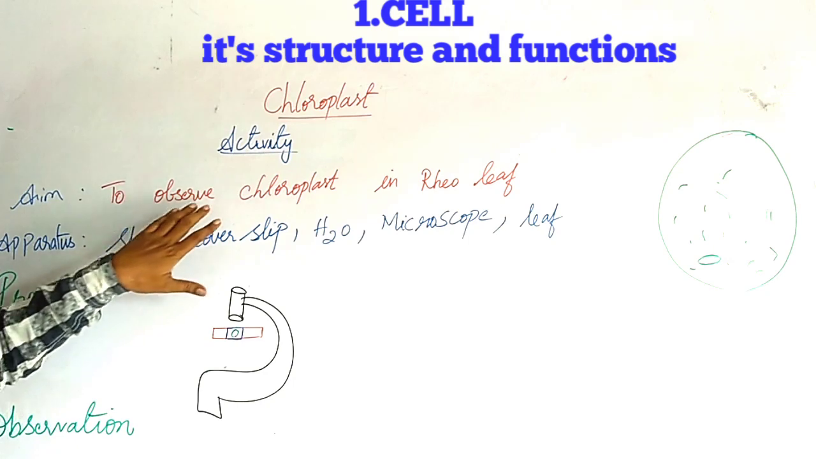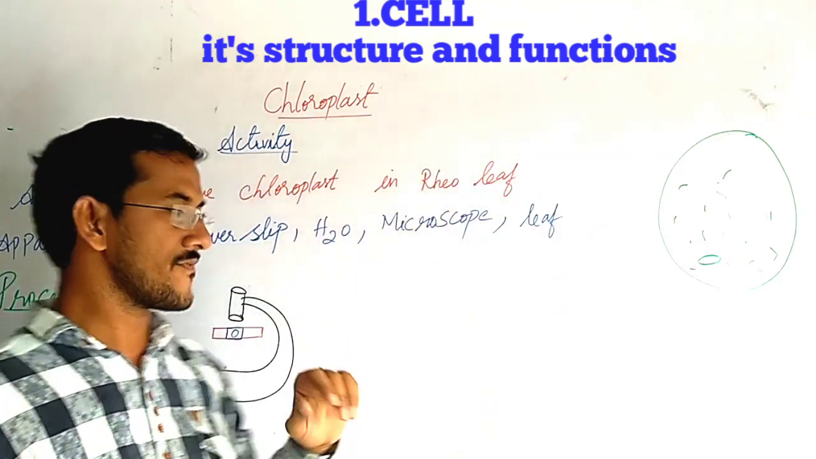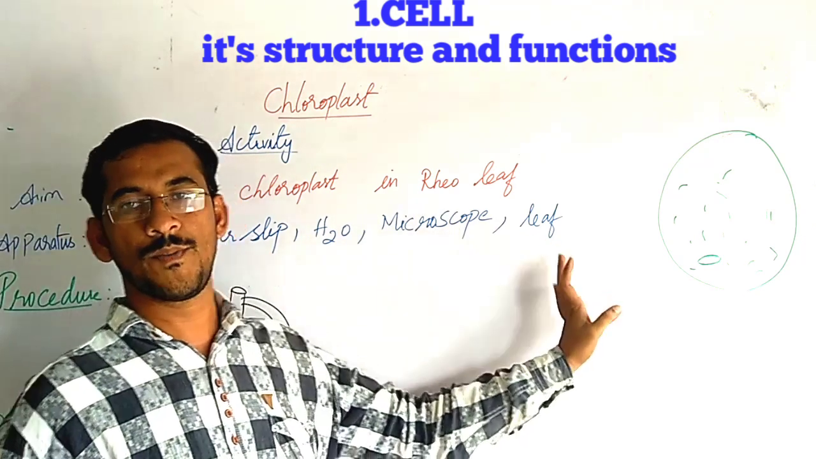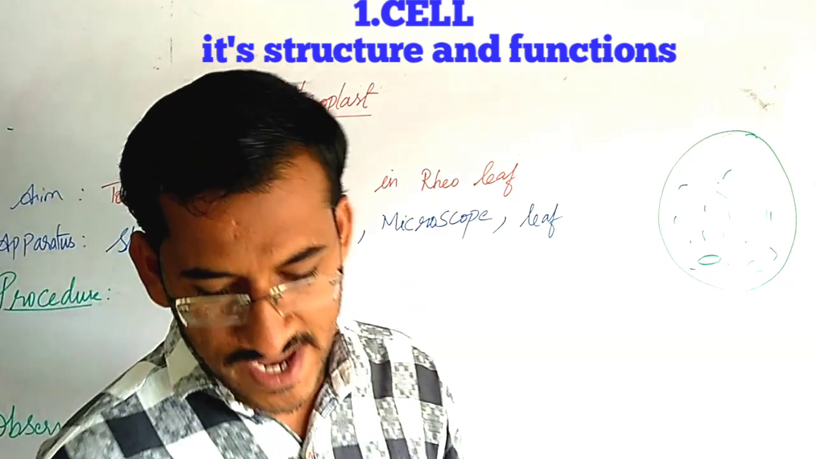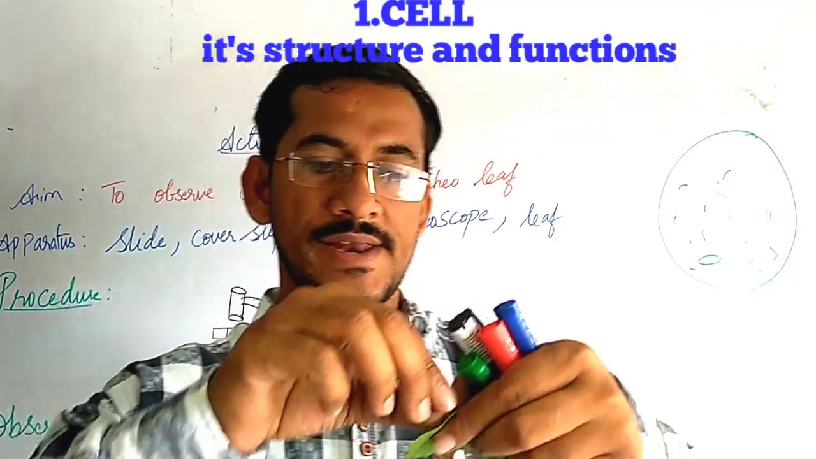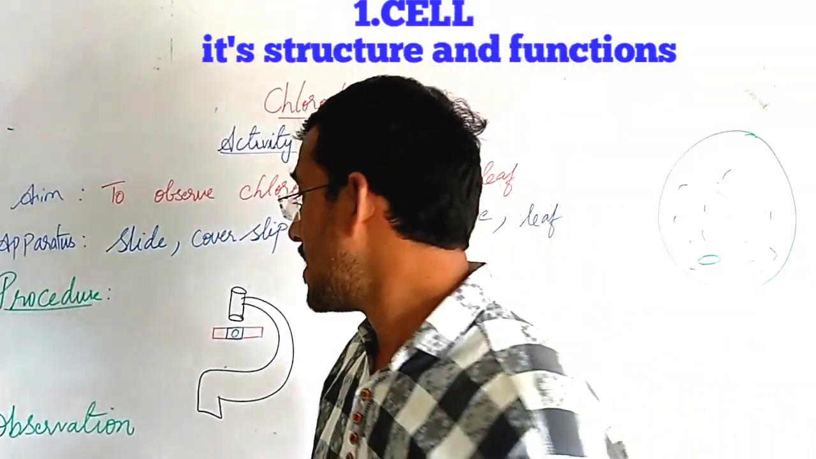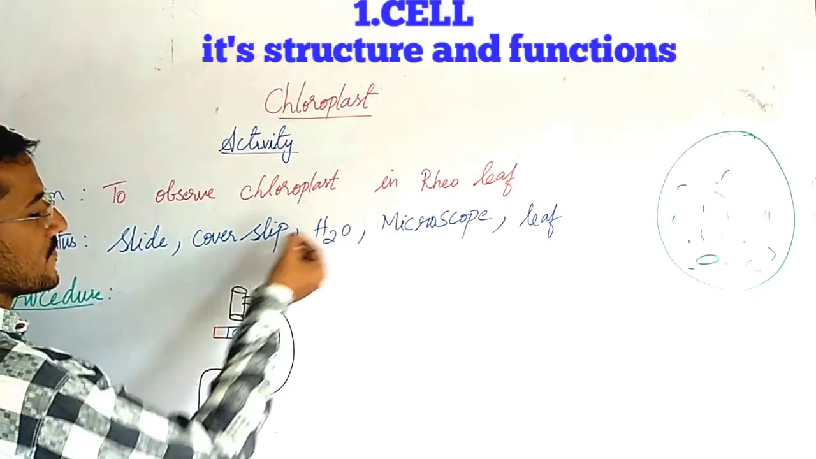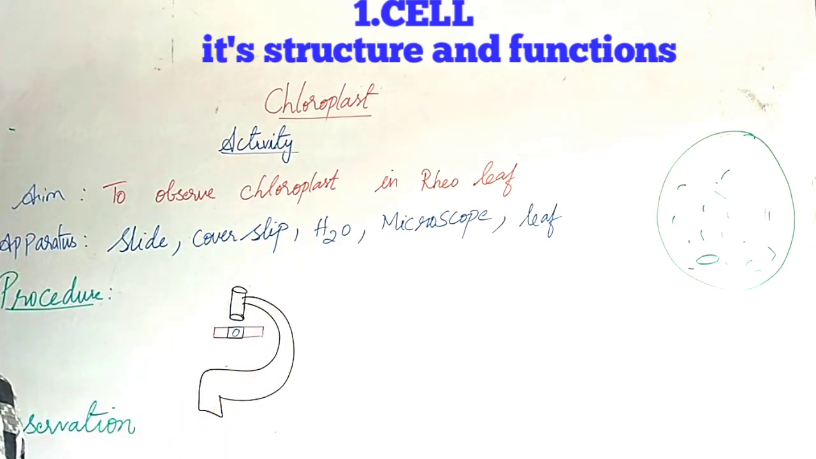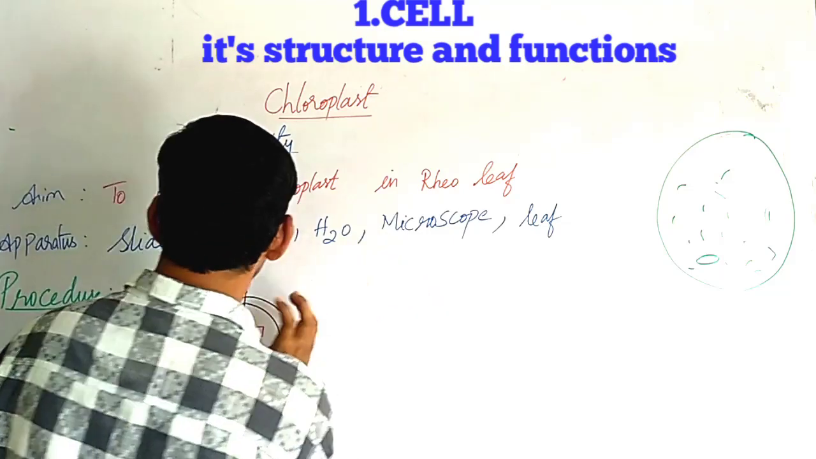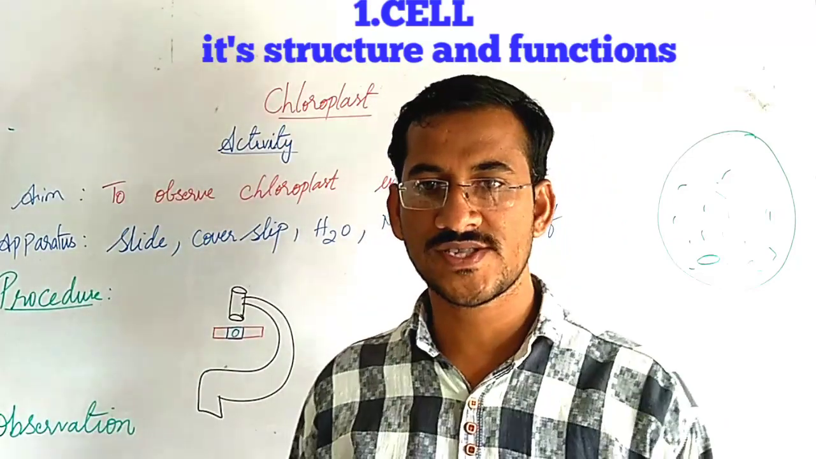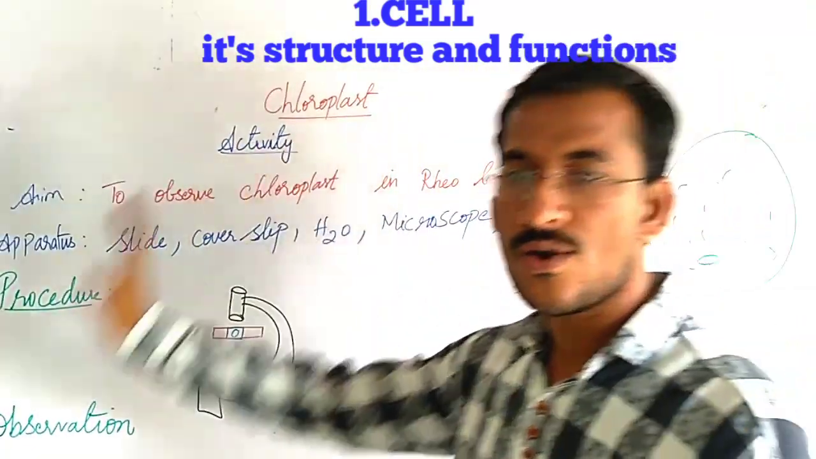So a quick review here. In this activity, our aim is to observe chloroplast in a real leaf. What materials are required here? Slide, cover slip, water, microscope and leaf. Take a leaf and tear it in a single stroke, take the upper peel of it and place it on a slide. Pour a few drops of water, then cover this with a cover slip and keep it under the microscope and adjust the microscope. Then what do we observe? We observe small green granules present in the cytoplasm of the cell, and these green granules are nothing but chloroplasts.